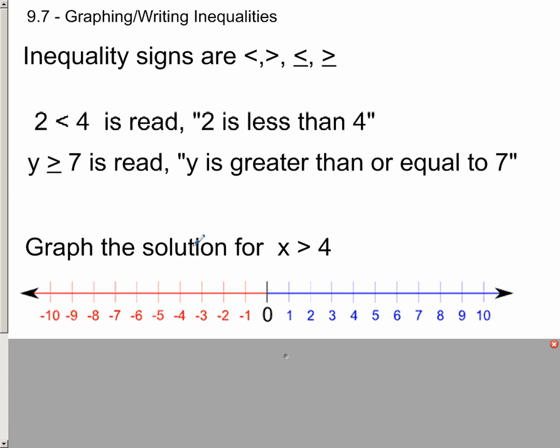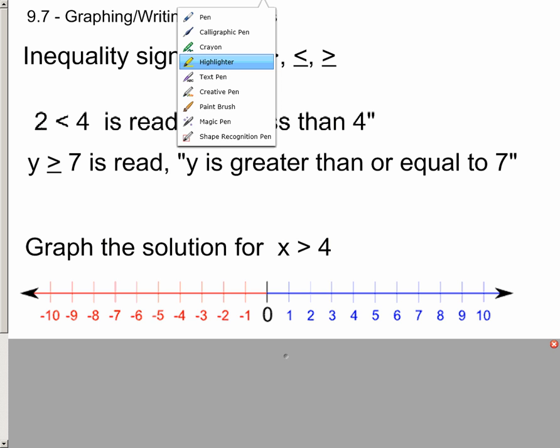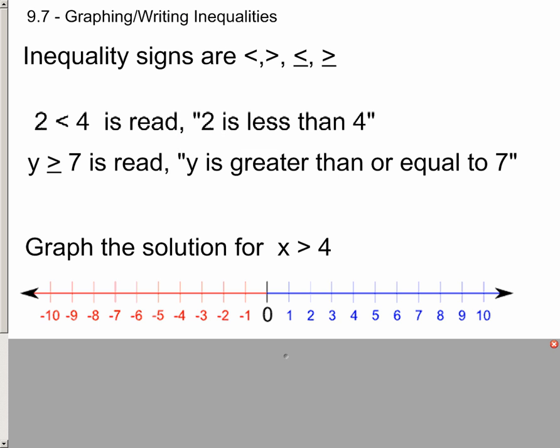If I said, could you please go and graph x being greater than 4? Well, we need to stop and ponder this for just a moment. Essentially it would be this. What numbers could I plug in here to make it true? 5 is greater than 4. 6 is greater than 4. So I know that's the numbers that I want to show.